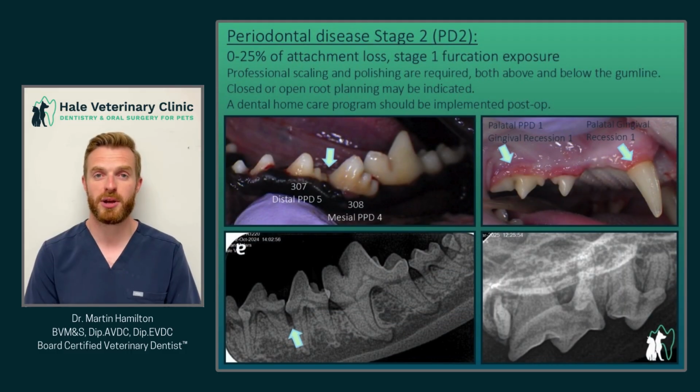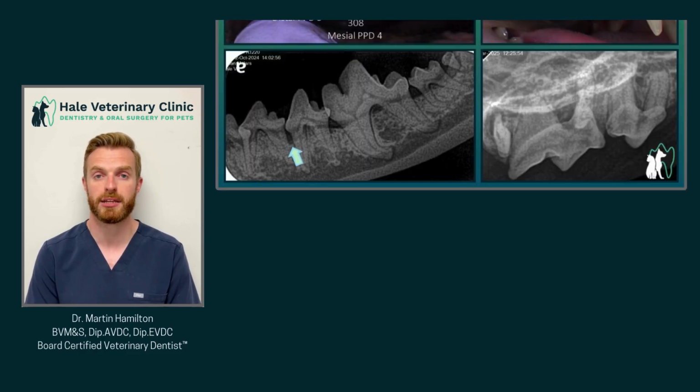The second stage of periodontal disease is known as PD2, which is defined as the tooth having 0 to 25% clinical attachment loss or having stage 1 furcation exposure, which means that the furcation, the space between the roots of a multi-rooted tooth, has started to become visible. Teeth with PD2 or stage 2 periodontal disease can be treated by performing a professional cleaning both above and below the gum line, and in some cases teeth may require treatment by open or closed root planing.